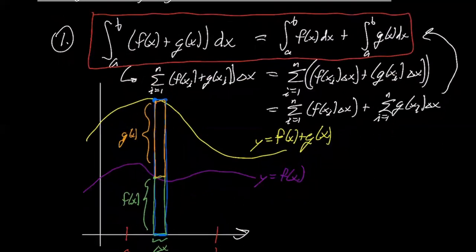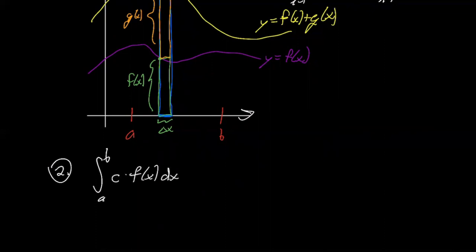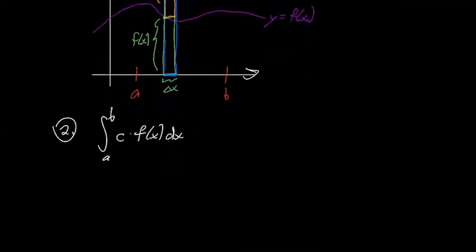A second property, and I probably won't even draw a picture. I'll just appeal to the same concept. If you took the integral from a to b of some constant c times f of x, well, this is just like scaling the height of the Riemann sum rectangle, or scaling the height of all the Riemann sum rectangles.